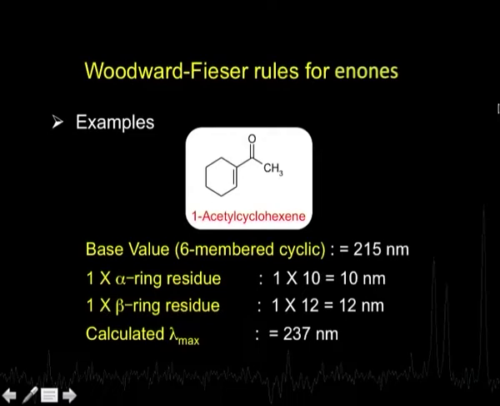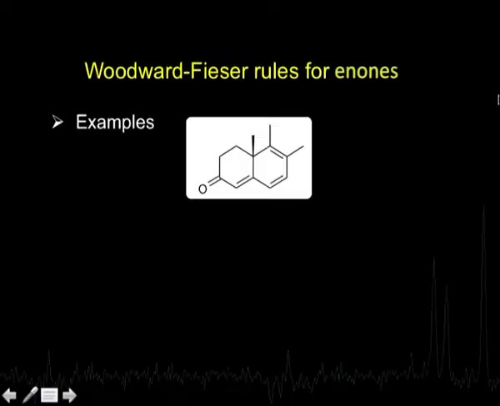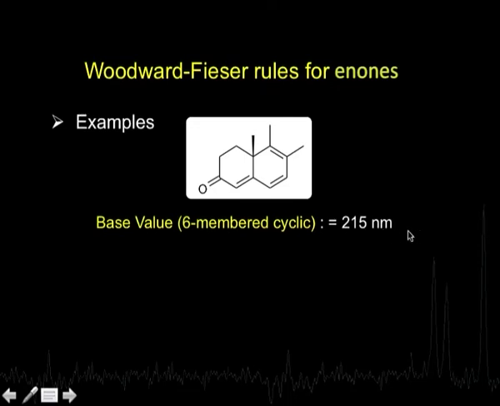Okay, let's move further. Take yet another example here. This is a slightly more involved system now. So how do we go about it? In this case, this is my basic chromophore here. This is the enone, and this enone happens to be part of a 6-membered ring. So the base value is 215 nanometers. No problems at all. But now what you see is that this is my chromophore, and this is one extension and this is the second extension. So there is an extension of conjugation.